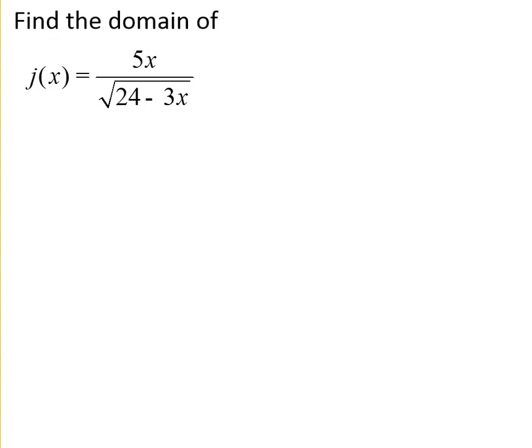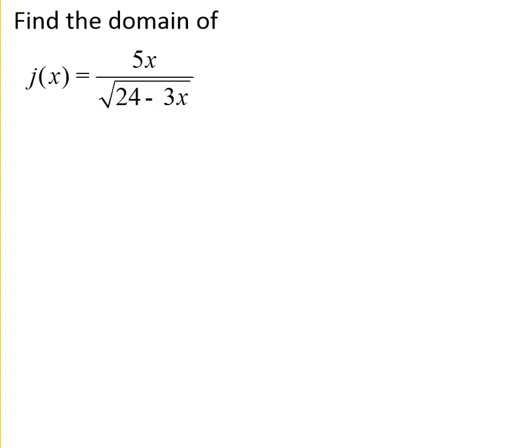For example, if I plug a 10 in for x, I would get on the bottom here the square root of 24 minus 30. 24 minus 30 is negative 6. I'd have the square root of negative 6, which is an imaginary number. So I need to make sure that 10 is not in the domain. I don't want to be able to plug a 10 in for x. I don't want any imaginary numbers as my outputs. So one of the restrictions here is going to come from the fact that we've got this square root.